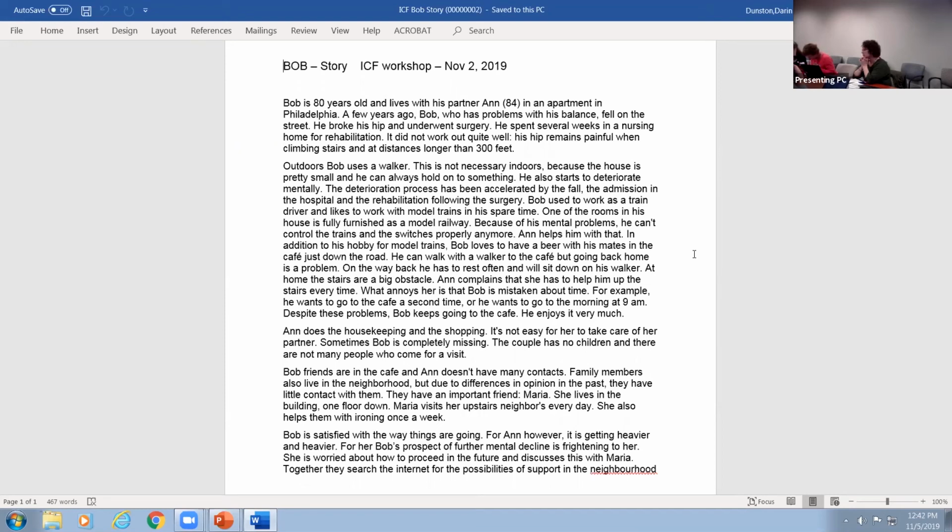Train driver. Yeah, right. It looks like he was probably retired from that. Okay, so for environmental factors then, he can walk in the house, but the stairs are a challenge. Where would his sense of time fit into the mental functions? That would go under body structure function here. That would be like a cognitive decline.